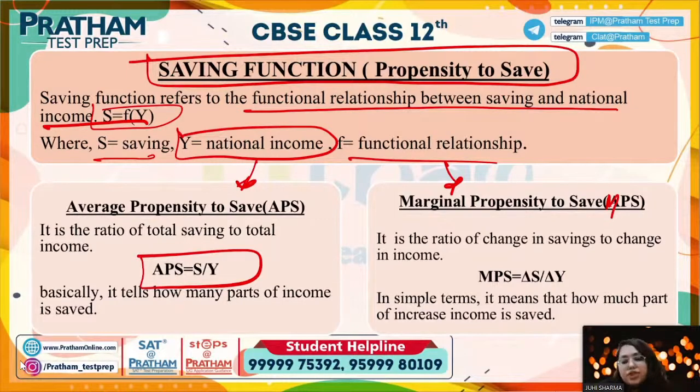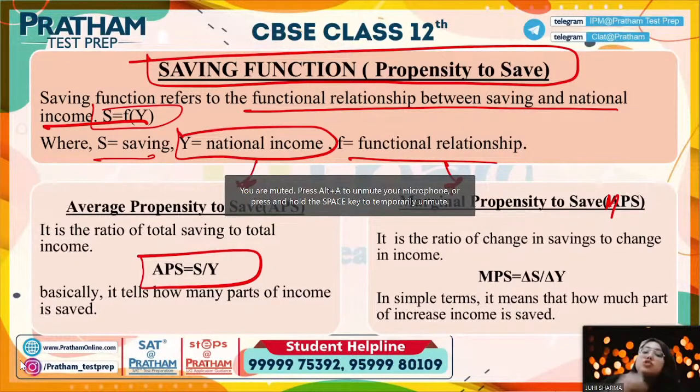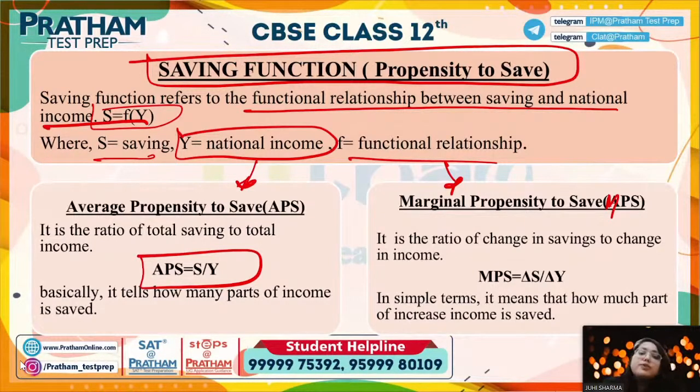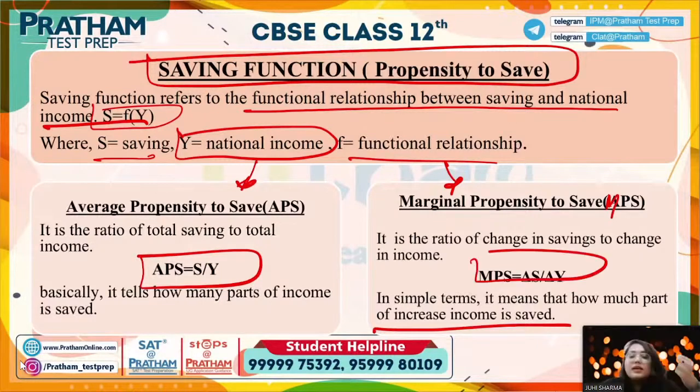अगर आपका income change हुआ, so what part are you saving? If your income has increased, तो आपने अपनी savings increase करी है कि नहीं? अगर income कम हुई है तो क्या आपने savings कम करे हैं नहीं? So that is what MPS is all about: how much part of increased income is saved, right? So marginal propensity to save क्या है? अगर आपका income increase हुआ, so how much part of it you have saved, which is denoted by delta S by delta Y. Okay, that is change in savings by change in income.